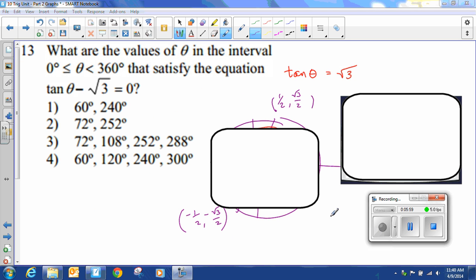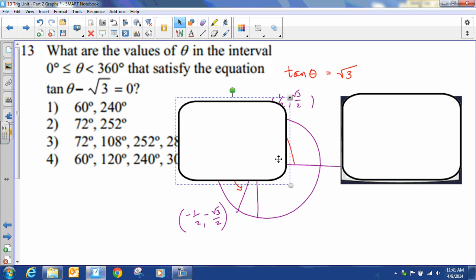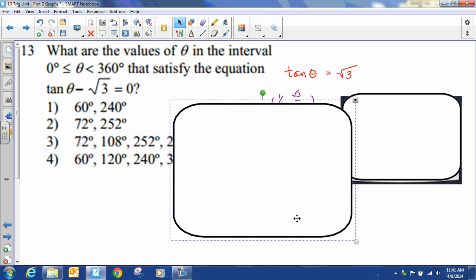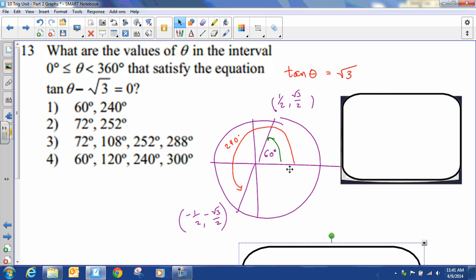All right, let's jump to number 13. So here we have tangent of theta minus radical 3 equals 0. So you add radical 3 to both sides, we end up with tangent of theta equals radical 3. So first of all, we want to think about which quadrants give me a positive tangent. Which quadrants? All students take calculus. You should remember it's quadrant 1 and quadrant 3. Okay? Quadrant 1 and quadrant 3.